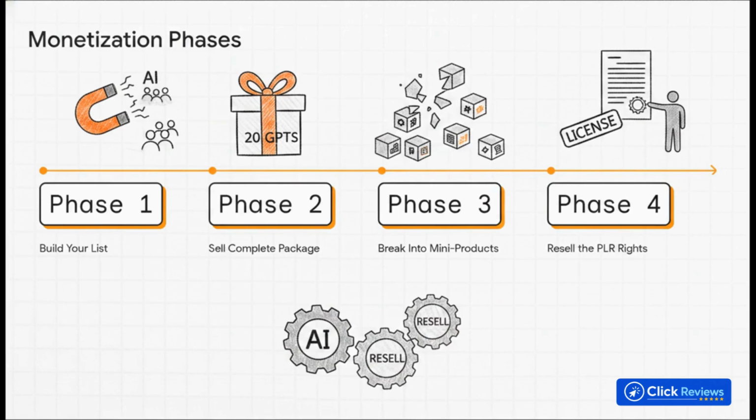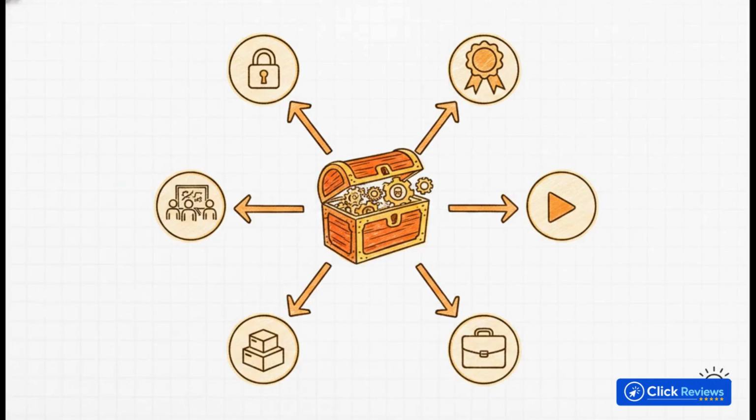Phase 3 gets really clever. You can actually break this massive bundle apart and create 15 separate, smaller income streams. And by Phase 4, you can step all the way back and sell the actual PLR reseller rights to other people. And honestly, the flexibility here is just wild.